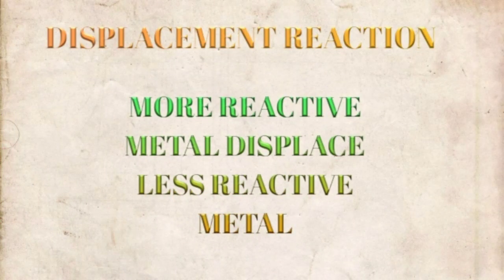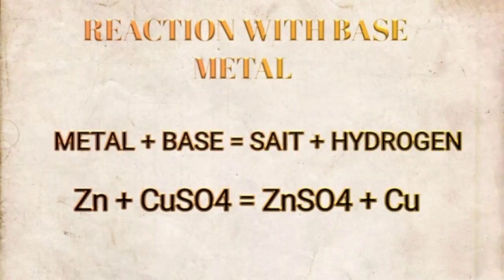Last but not the least is the displacement reaction. In this reaction, a more reactive metal will displace a less reactive metal. For example, when zinc reacts with copper sulfate, the zinc can displace copper as copper is less reactive than zinc, and then the copper will be separated from the copper sulfate and it will become zinc sulfate plus copper.